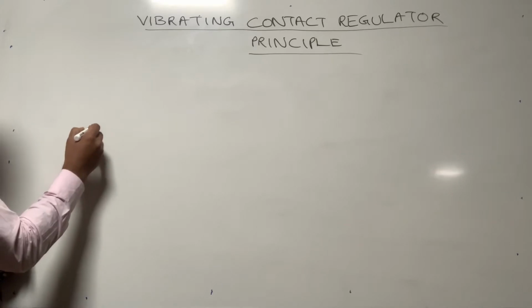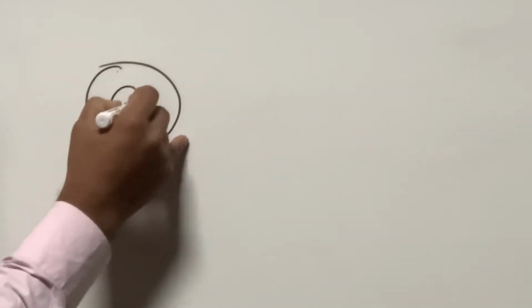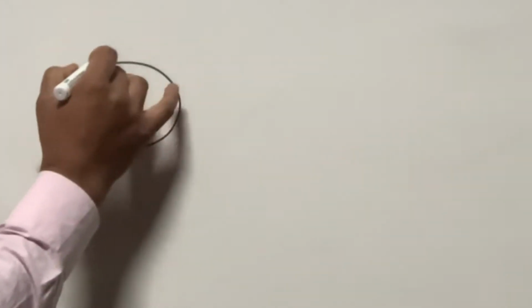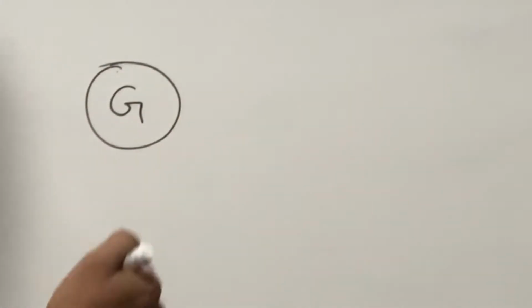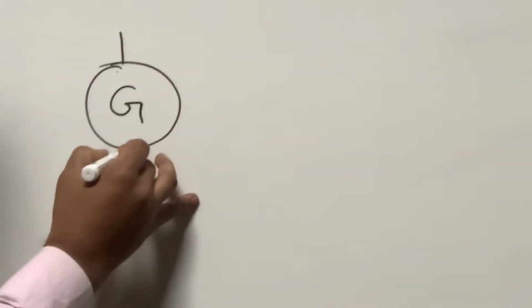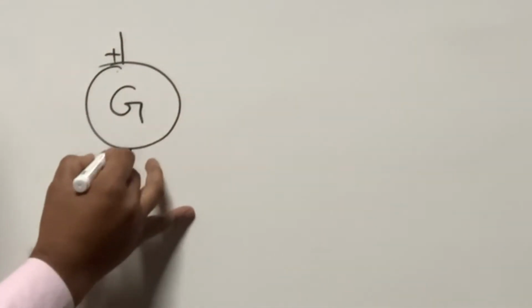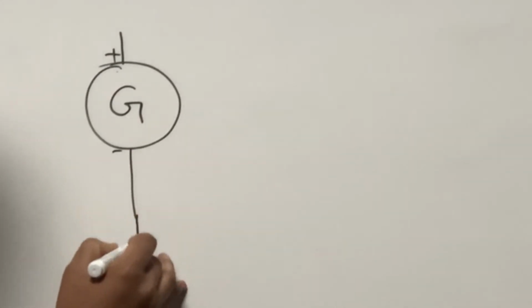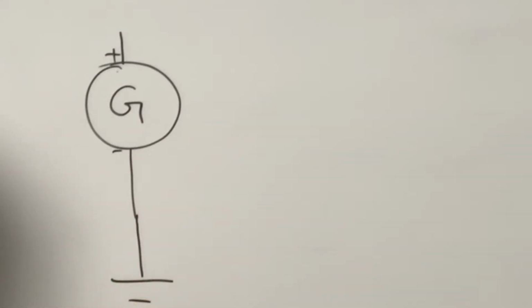Suppose this is the shunt generator. We know well that in a DC system there is a positive end and a negative end. We'll talk about AC later in another session. So this side is positive, this side is negative, that is the ground. So this is the ground terminal.